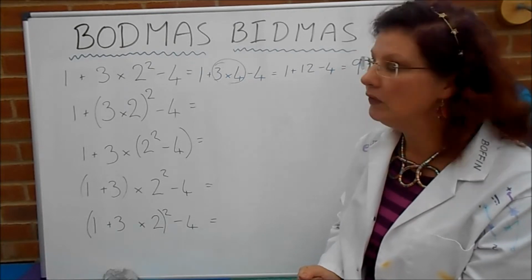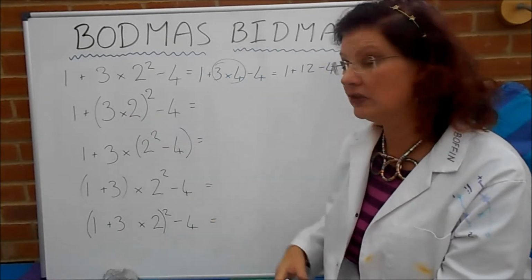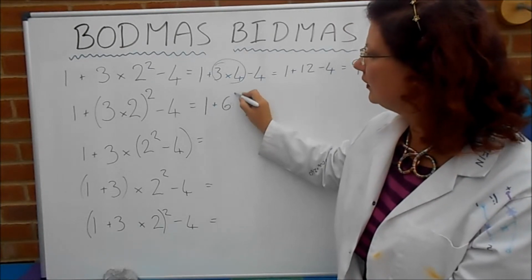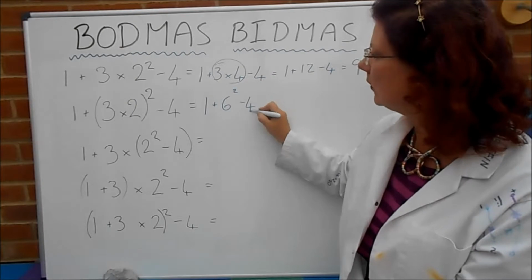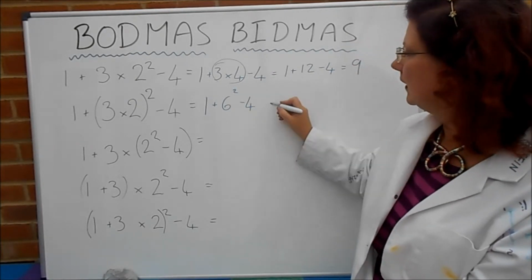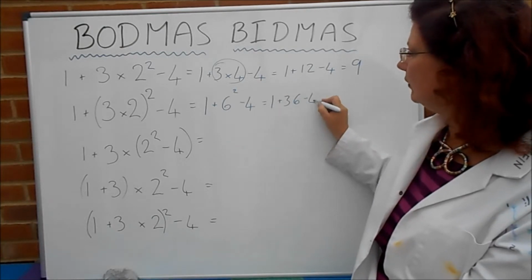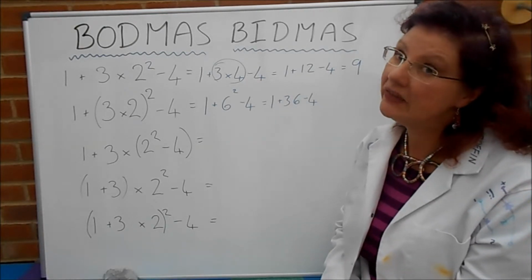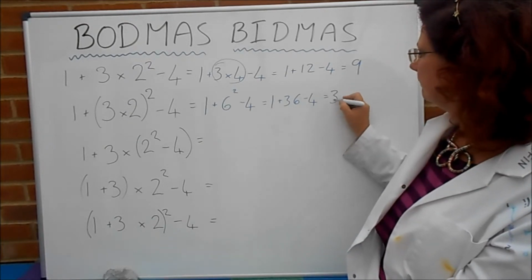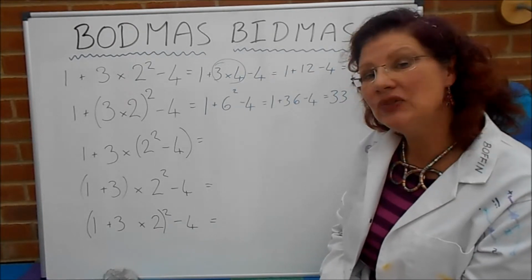Next one down, we've got to work out the brackets first. Well, the brackets come out to 6. So that comes out to 1 plus 6 squared, and then take away 4. 6 squared is 36. So that's 1 plus 36, take away 4. 1 plus 36 is 37, take away 4, 33. Hope you're getting these.